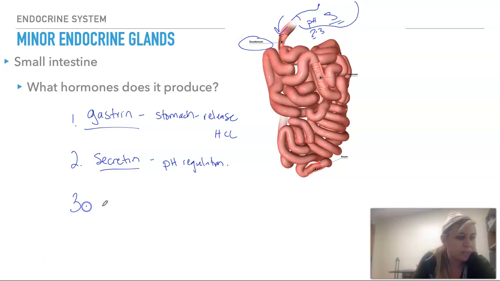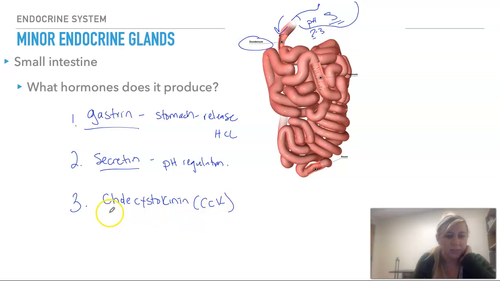And then the third hormone is called cholecystokinin, or it's abbreviated CCK. And literally it translates into chole means bile, cis means sac, and kinin means to move. So bile sac moving. It stimulates the release of bile. And bile is going to be released from the gallbladder. It also stimulates enzymes to be released from the pancreas. So it impacts both of those organs.